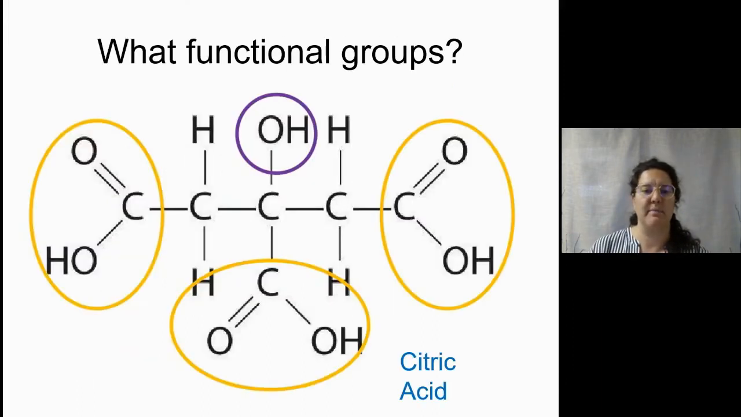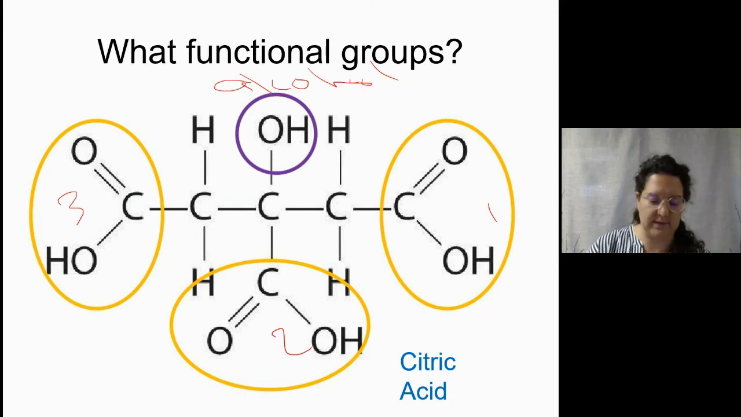Okay, here's an example of citric acid, and it incidentally has 3 carboxylic acid groups as well as an alcohol functional group. So this is a more complex compound that's not named simply through the hydrocarbon rules.